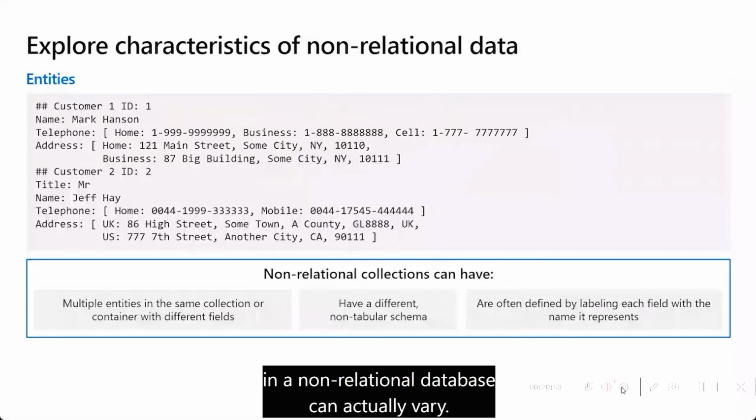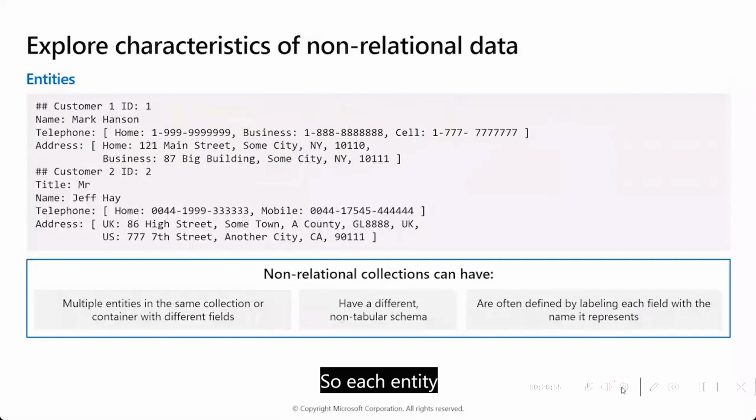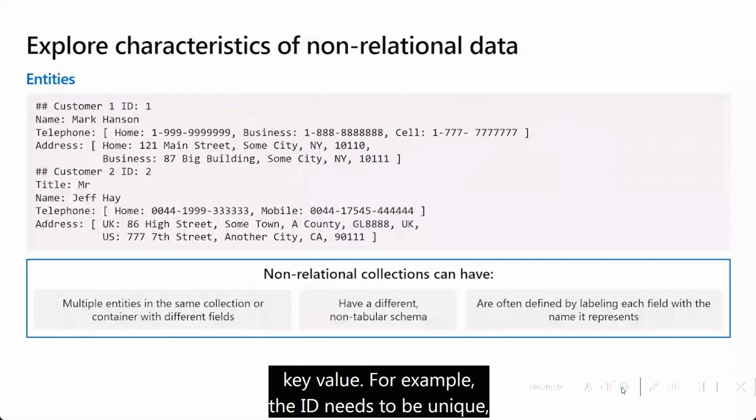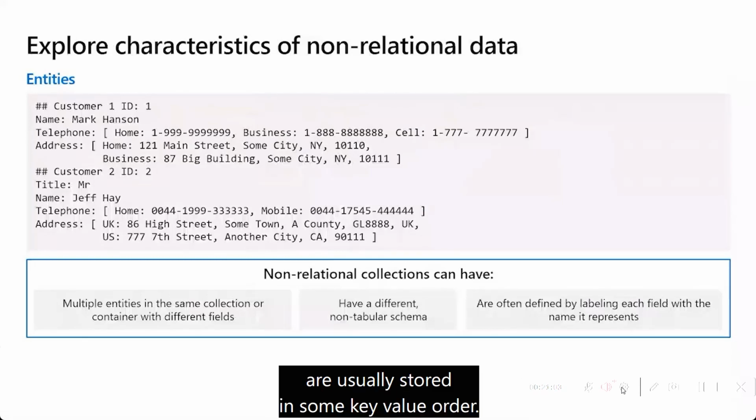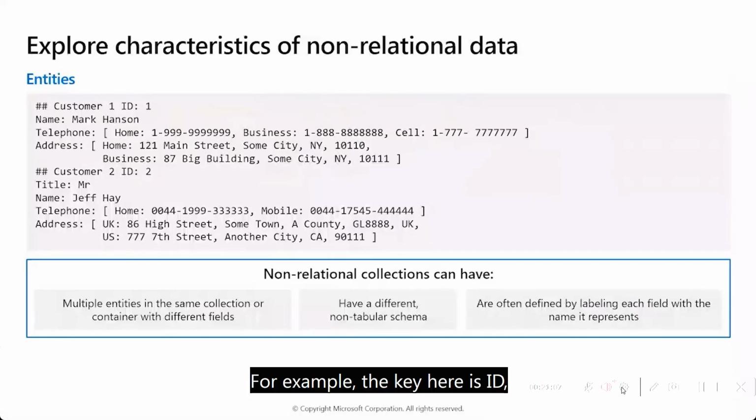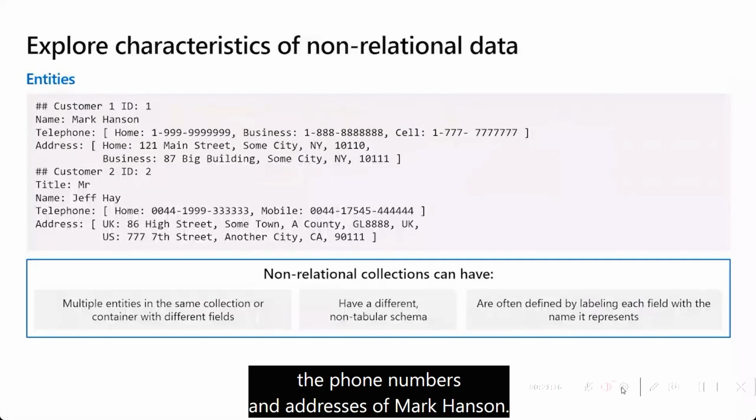The data retrieval capabilities that a non-relational database can provide can actually vary. So each entity should have a unique key value. For example, the ID needs to be unique. So the entities in the collection are usually stored in some key value order. For example, the key here is ID, name, telephone, and address. And the value would be 1, Mark Hansen, the phone numbers and addresses of Mark Hansen.